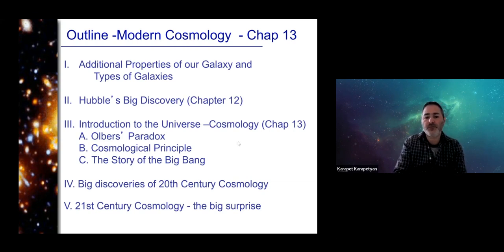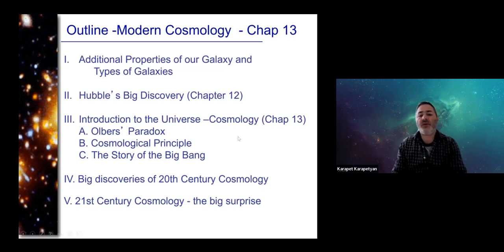All right, so now let's start with talking about additional properties of our galaxy and types of galaxies. That's something we talked about, Hubble's big discovery. We'll talk about that in chapter 12. In this chapter, we talk about cosmology. So we're going to talk about Olbers' paradox, the cosmological principle, and the story of the Big Bang.